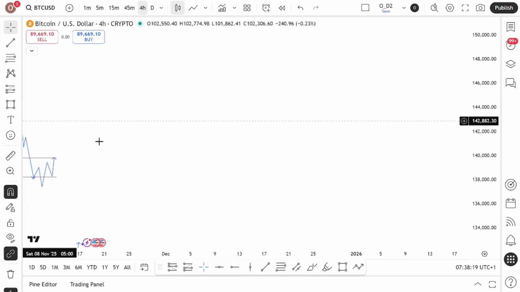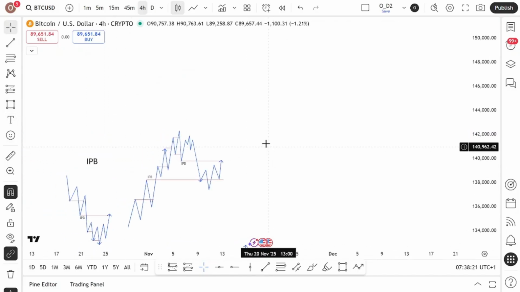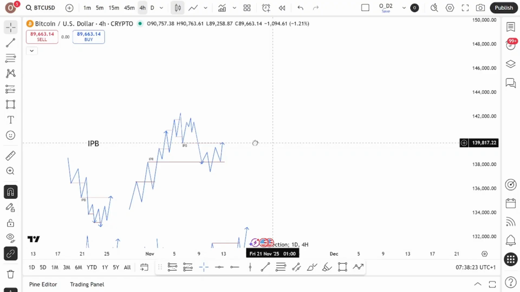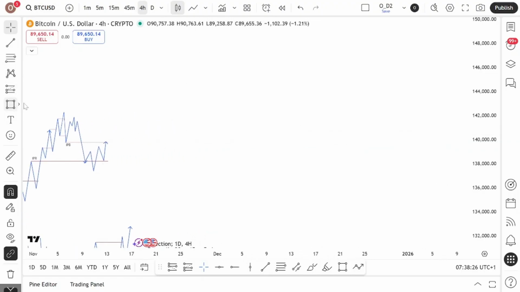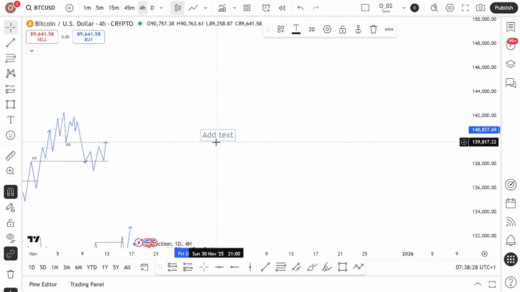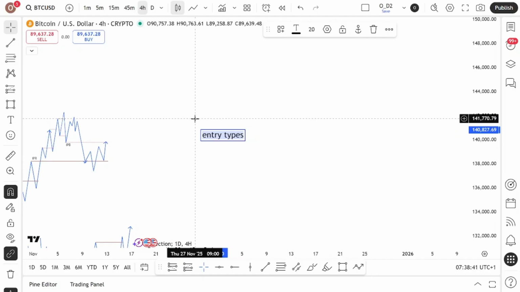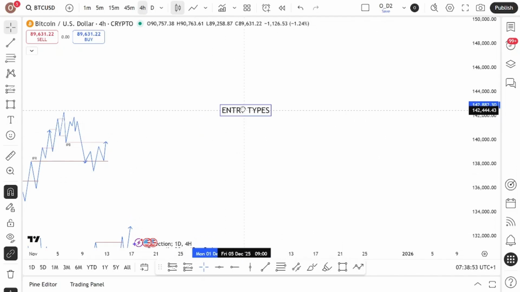So for today, we are going to be talking about one of the most important aspects of Forex, which is entry types. And this is where a lot of persons are most interested in. Everybody wants to know your entry model, your strategy, basically.